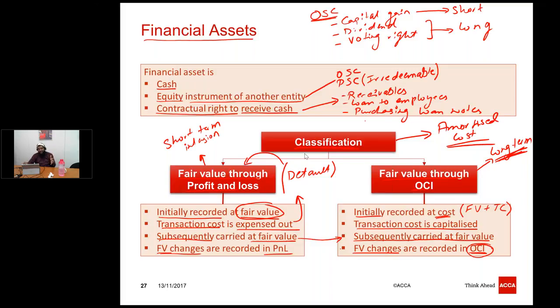Default category means if we don't know what to do, P&L. If we are not clear why we have purchased the shares, P&L. If we have multi-purpose intention, P&L. If the classification is not possible, P&L. Everything is in P&L if there's any confusion.